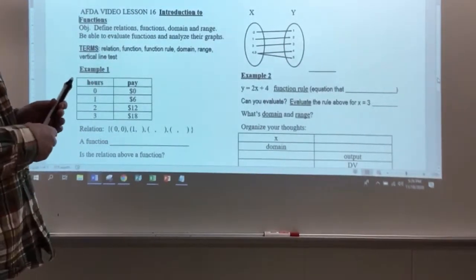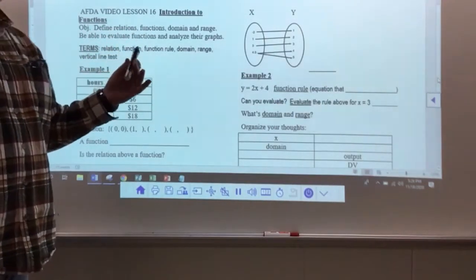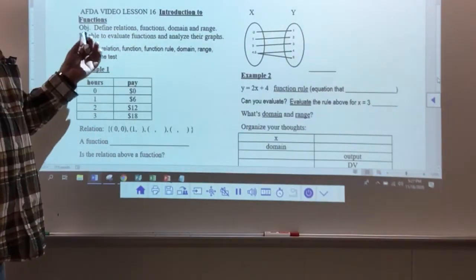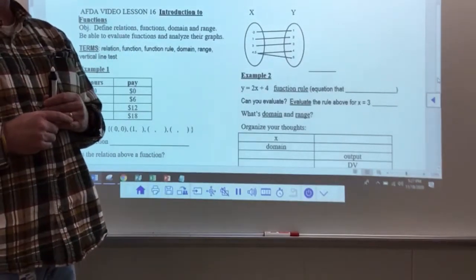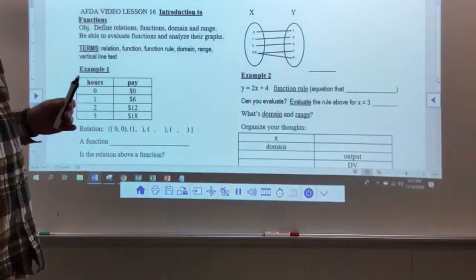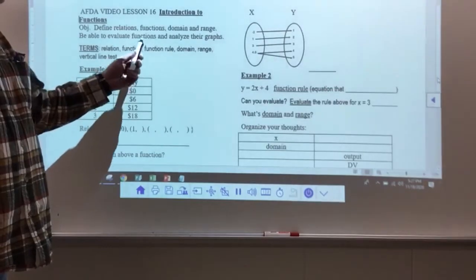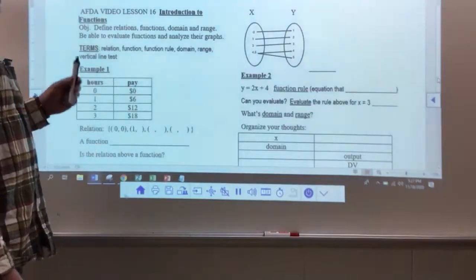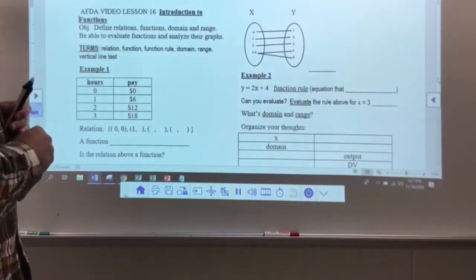Hopefully what we're going to be able to do today is define relations, what a function is or isn't, and something called domain and range. You may have heard about domain and range, and we want to be able to evaluate functions and possibly analyze their graphs at some point. The terms we have here are relation, function, function rule, domain, range, and then the last thing we'll talk about is the vertical line test. That will come into the graphing situation we'll look at in a second.